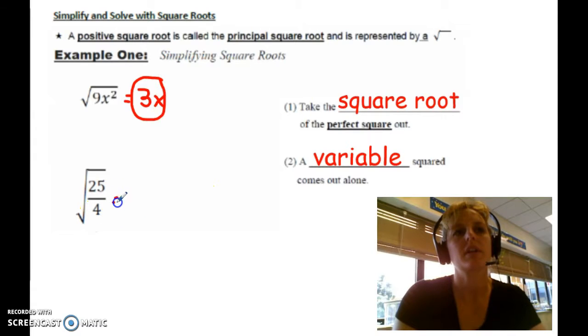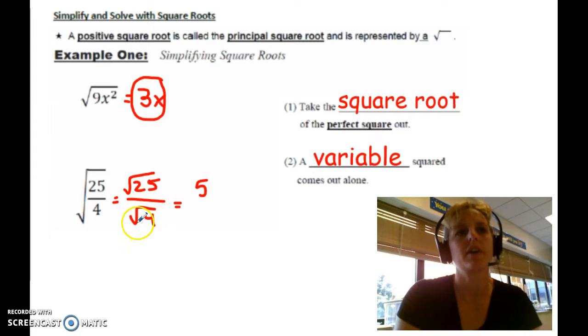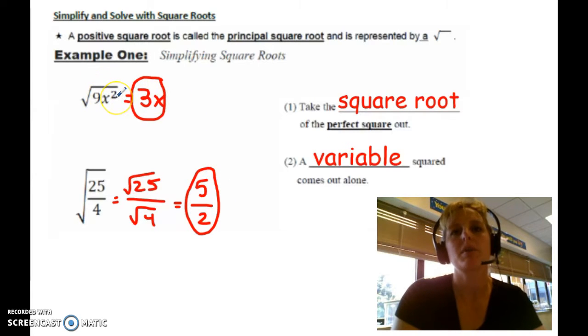Now if you ever get a fraction to simplify, understand that you can separate the numerator from the denominator. But notice how they all have their own little square root symbol. So the square root of 25 is just 5, remember, because 5 times 5 is 25. And the square root of 4, remember, is 2 because 2 times 2 is 4. Okay, so you should be able to simplify expressions that have letters. You should also be able to simplify fractions as well as just plain old numbers.